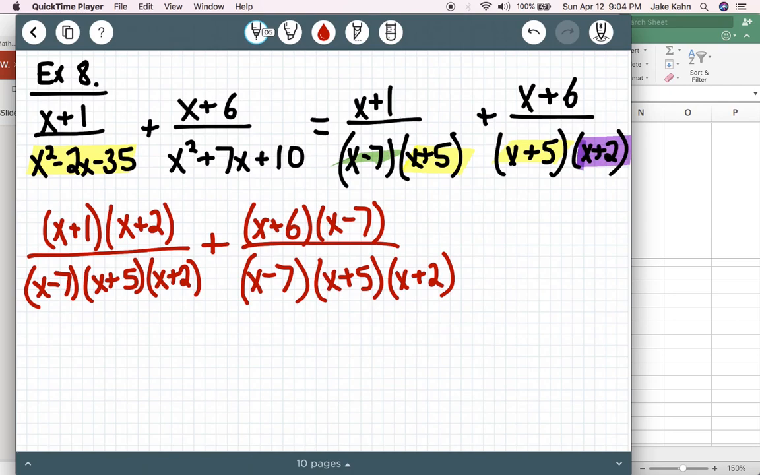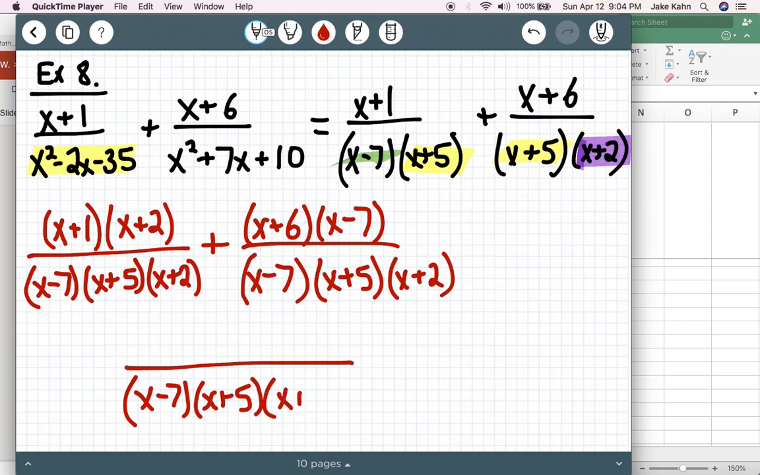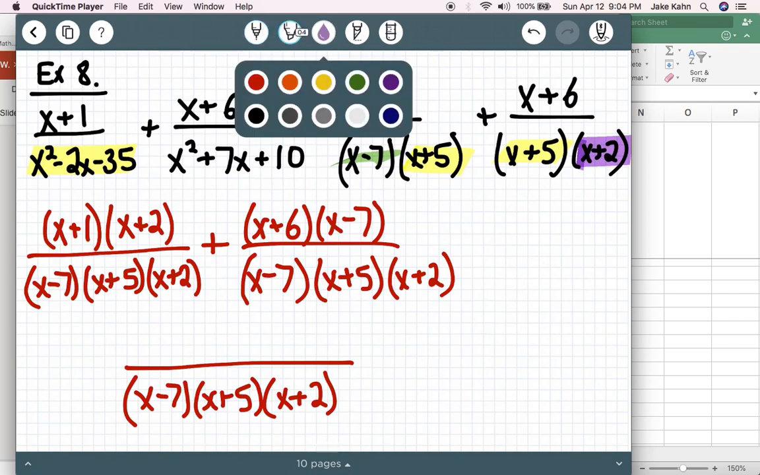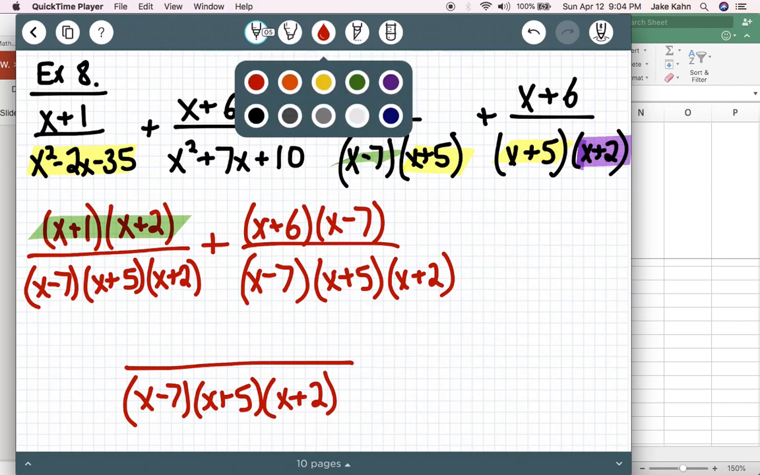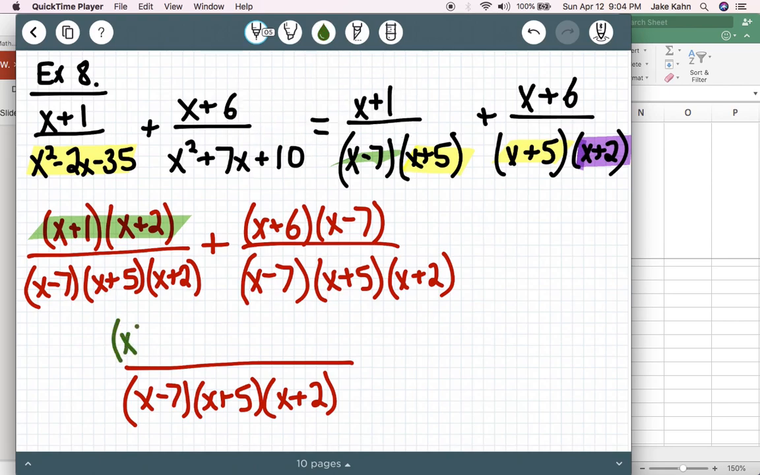And now we're actually going to combine these together. I'm going to have on the bottom of my fraction the same exact thing because now I have common denominators. We're just adding the tops. Yikes. All right, so let's keep this color coordinated here. The first fraction's numerator is x plus 1 times x plus 2. So if we FOILed that out, that would be x squared plus 3x plus 2.